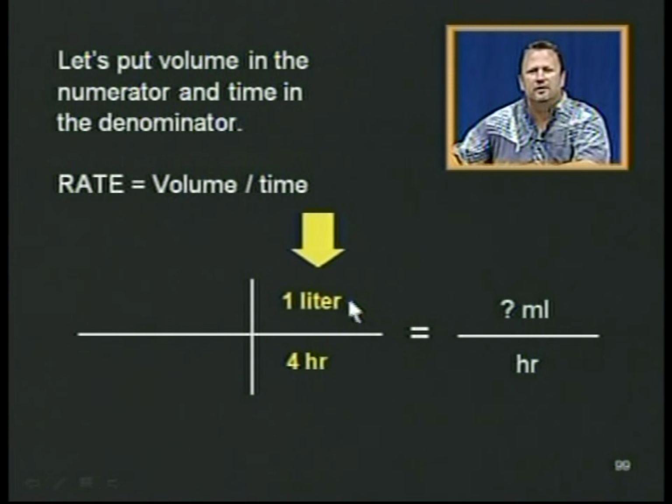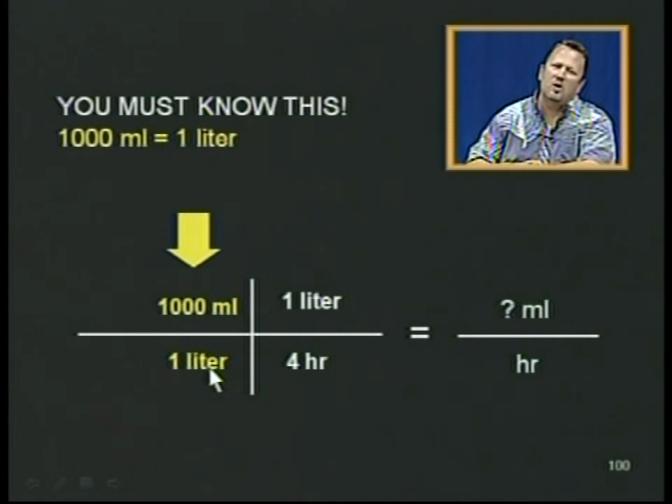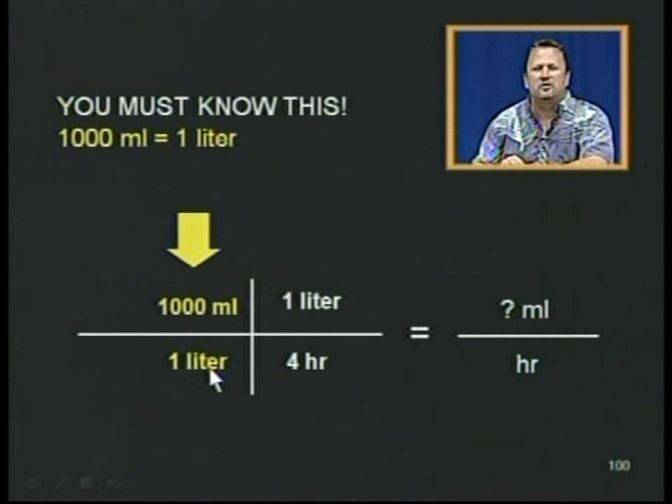So now we have liters, which is 1,000 milliliters on top, and we have hours on the bottom. And so this lines up with the way our units line up in our answer. There are 1,000 milliliters per 1 liter. You need to know this if you do not understand the metric system.